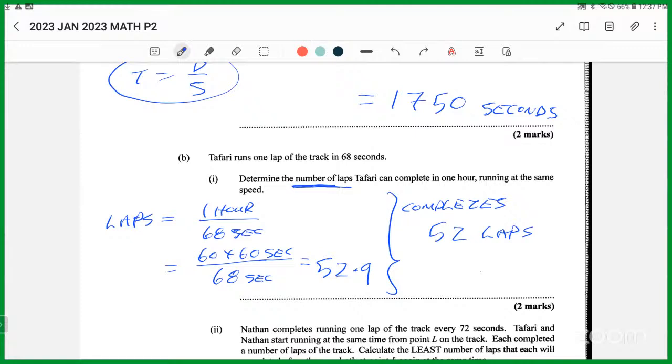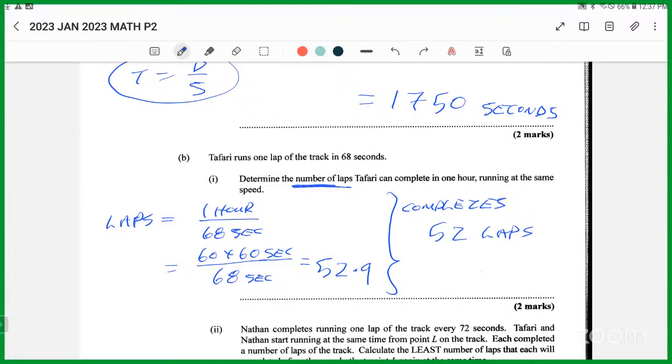The number of laps is 52 laps we complete. We actually run 52.9 in actuality. So the 0.9 is not a whole lap, yes? That's it. You get the 52.9.